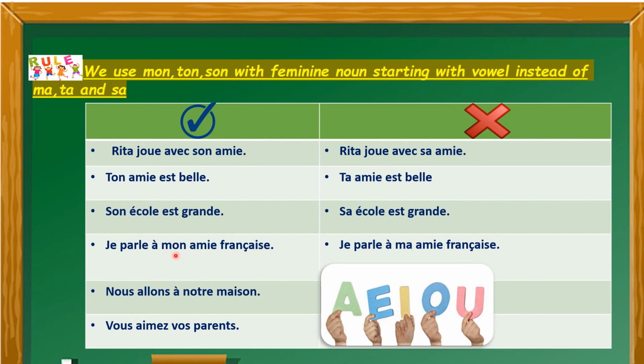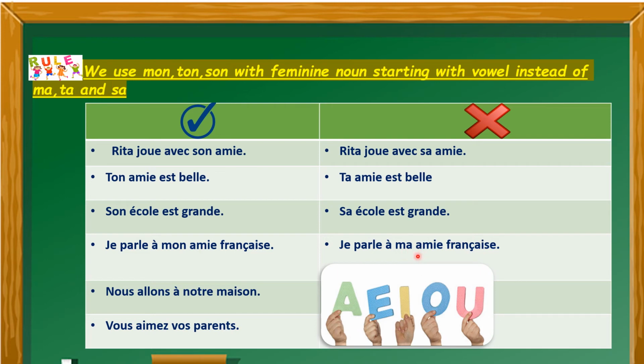Though we have to look from the columns where we have to put mon. I'm using it here because Joe is there. I'm using son here because Rita was here. That's what the reason is. Incorrect sentence: Je parle à ma amie Française is an incorrect sentence in French because it's starting with the vowel and singular.